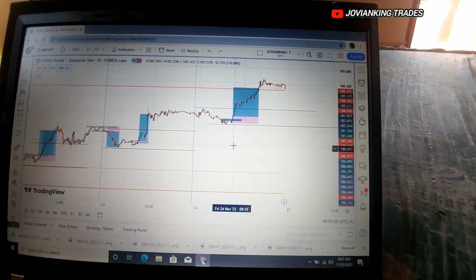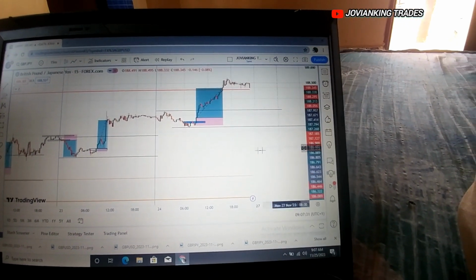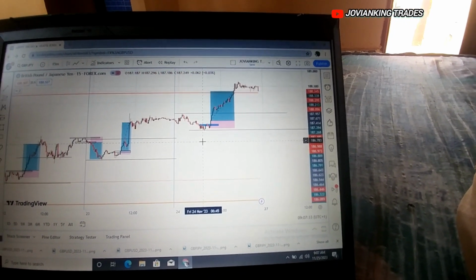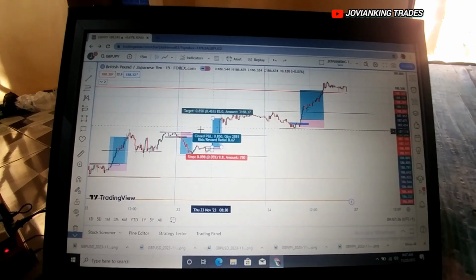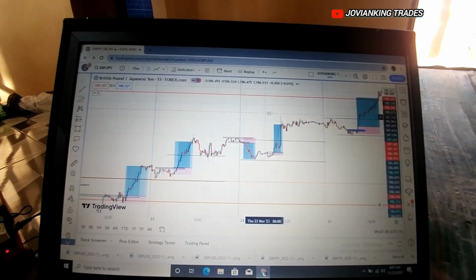You can also combine this with more confluence like your psychology level and all that. But personally, I just prefer using price action and then chart pattern. If you check all my entries, these are just simple price action and chart patterns.